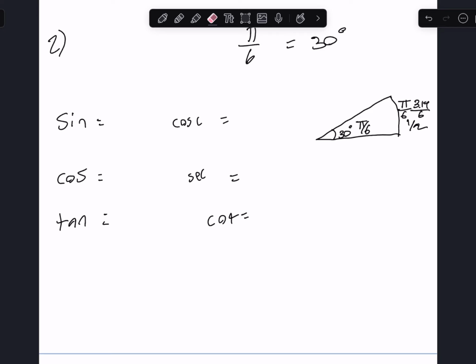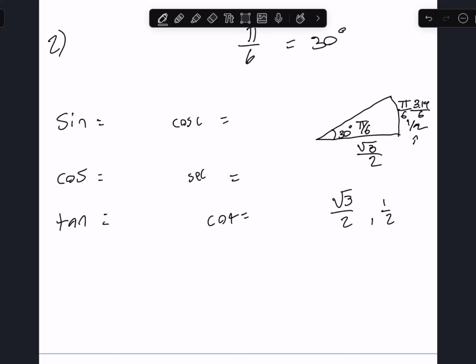And now if we look at the unit circle and look at pi over 6, we see radical 3 over 2, comma 1/2. We found our half. And now down here on the adjacent is going to go radical 3 over 2. So we have our adjacent side and our opposite side. Now all we have to find is the hypotenuse.